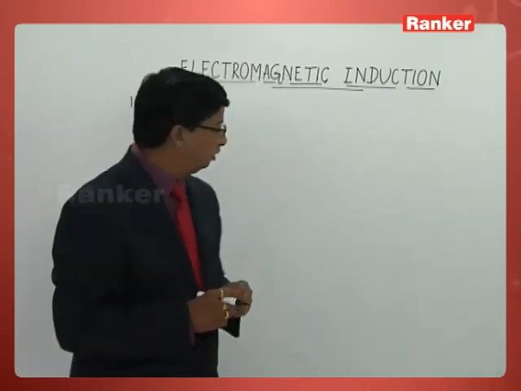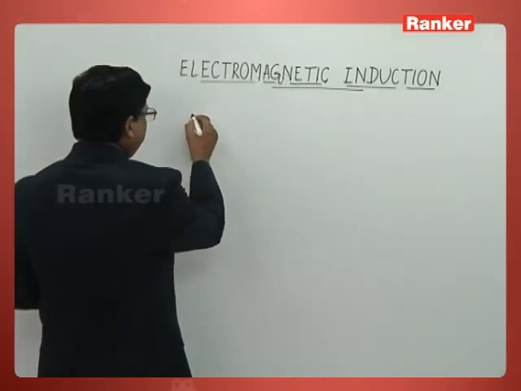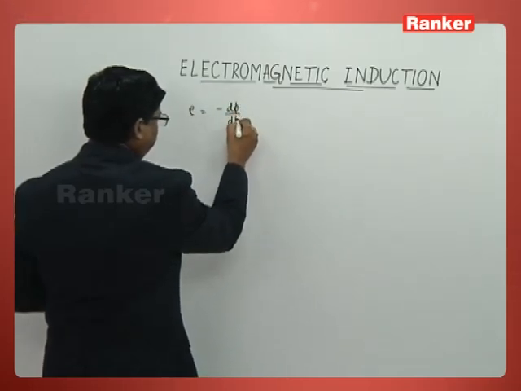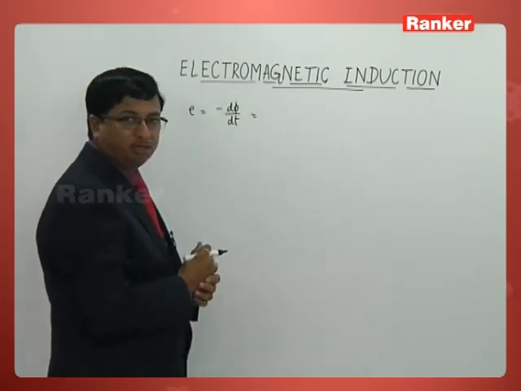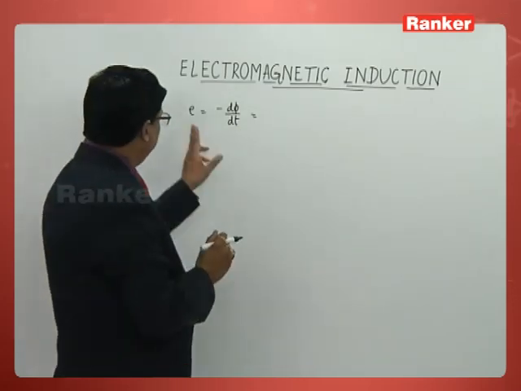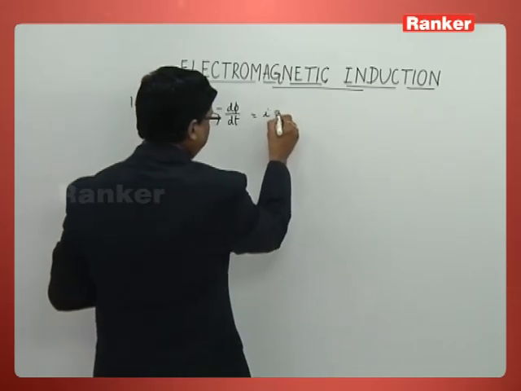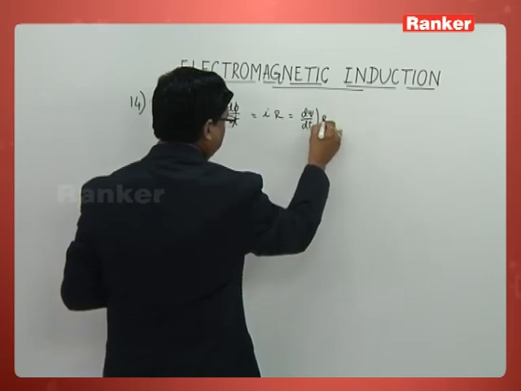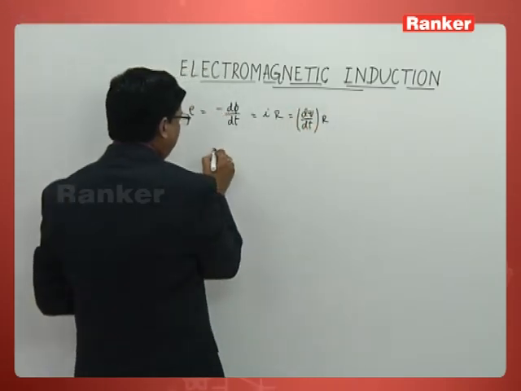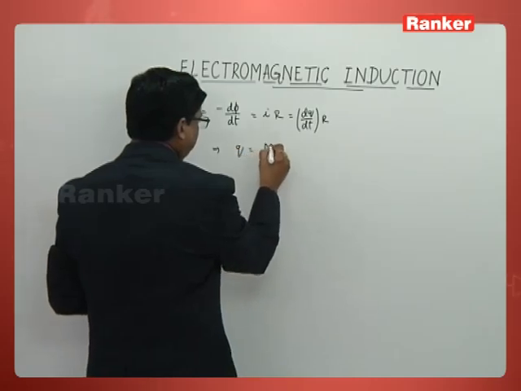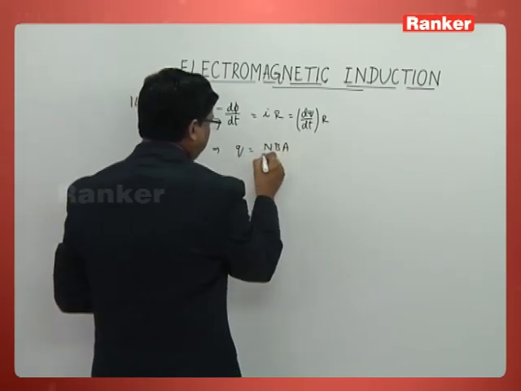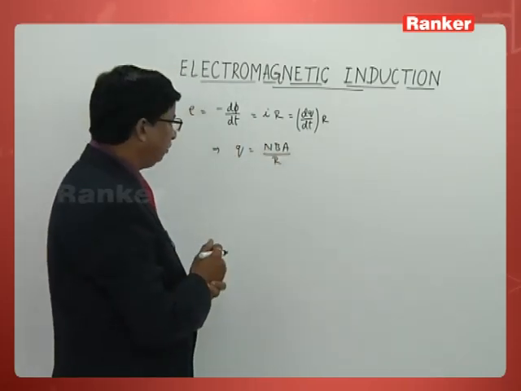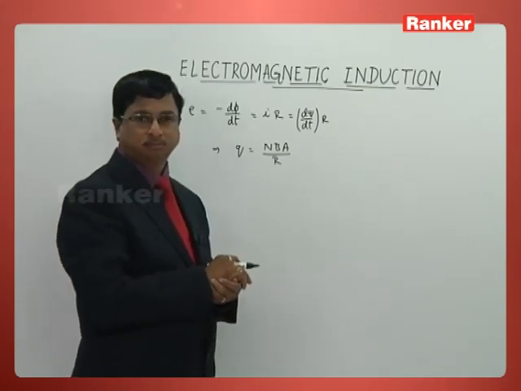Let us check once again. We in fact know, once again, EMF is minus dΦ by dt. No change in this formula anymore till we complete this chapter. E, of course, we can write as IR. I can be rewritten as dq by dt into R. Then you have a direct formula: Q is equal to NBA by R. Already we have taken this formula in one other problem.